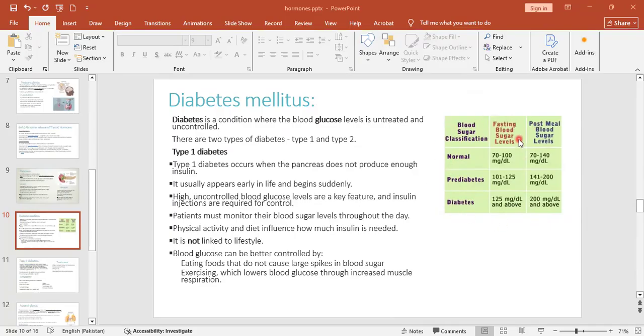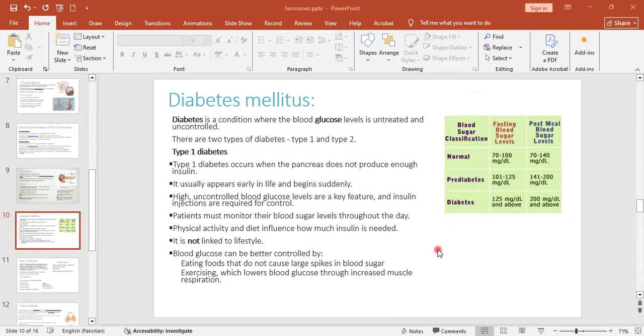All right, these are the blood sugar ranges. A normal healthy person should have around 70 to 100 mg per dl. When it exceeds this, the person is pre-diabetic, and when it comes to the range of 125, the person is diabetic now. It means my body is not able to convert that glucose into glycogen, so I am suffering from diabetes.